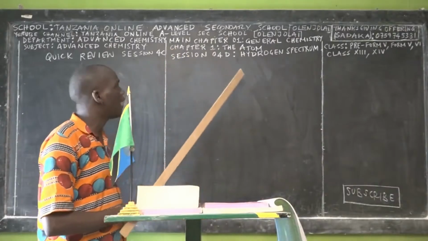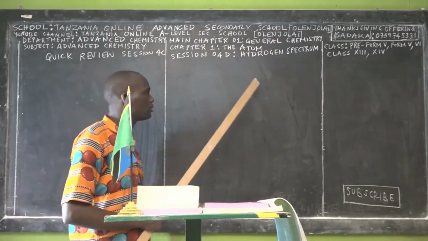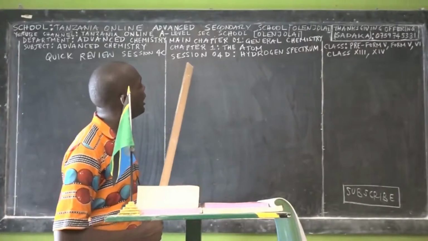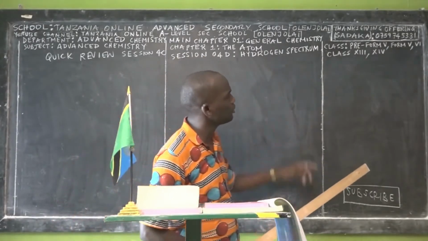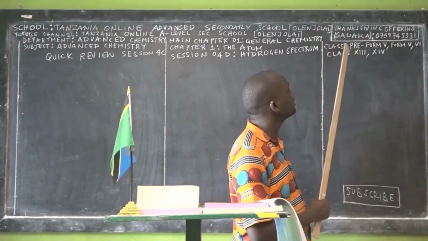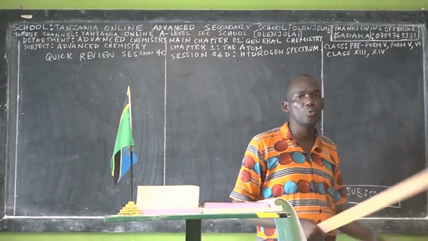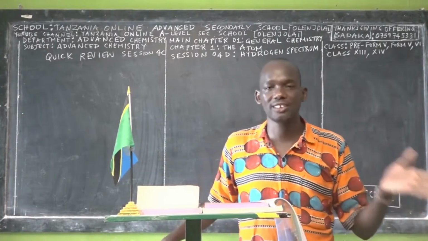And the chapter 1, this is the atom and all about hydrogen spectrum. Hydrogen spectrum, that is a subtopic, and this is session 4D, hydrogen spectrum. That's what we are going to discuss today. These contents are relevant for the pre-form 5 who are studying chemistry, advanced chemistry.